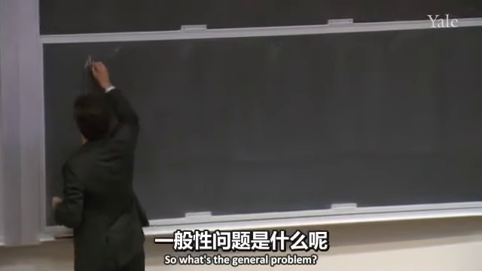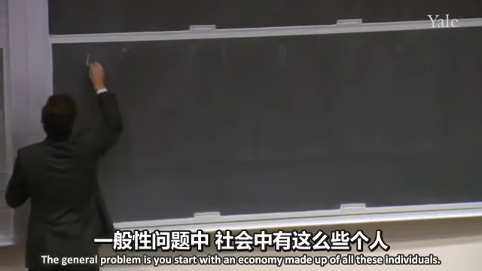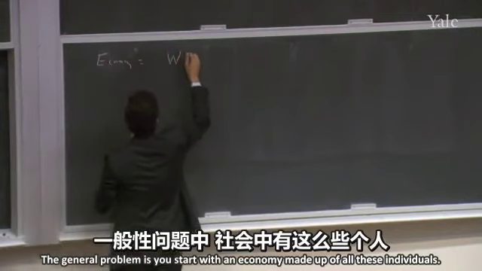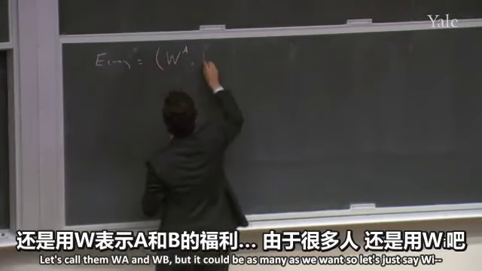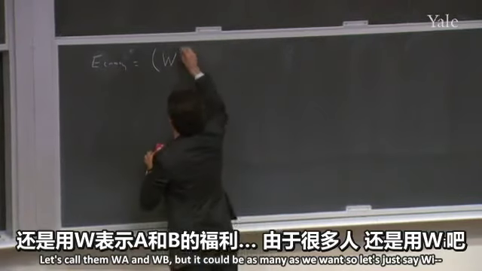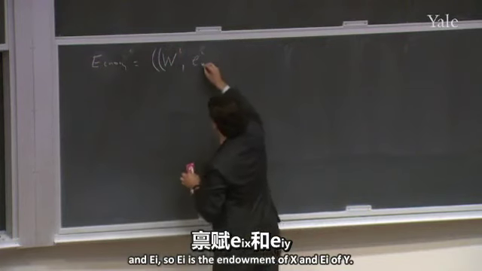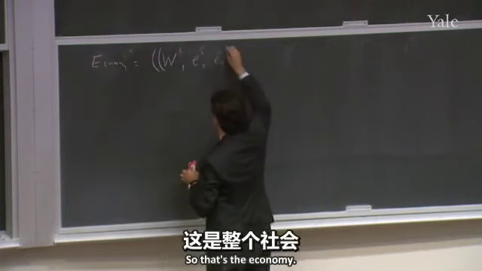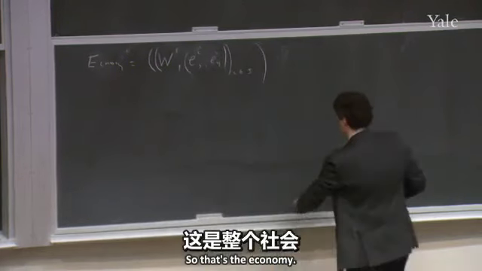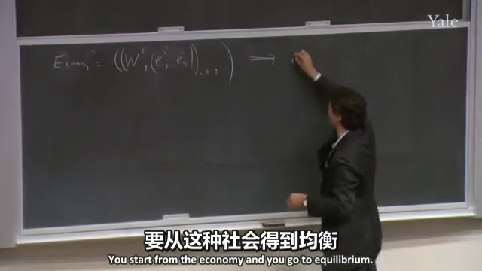So what's the general problem? The general problem is you start with an economy, made up of all these individuals. Let's call them WA and WB. But it could be as many as we want, so let's just say WI and EI. So EI is the endowment of X and EI of Y. So that's the economy. And now you start from the economy and you go to equilibrium.